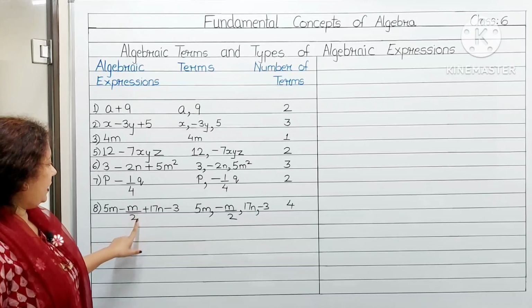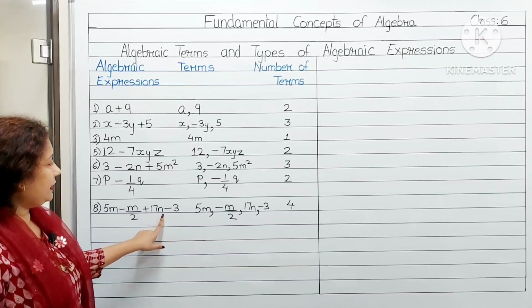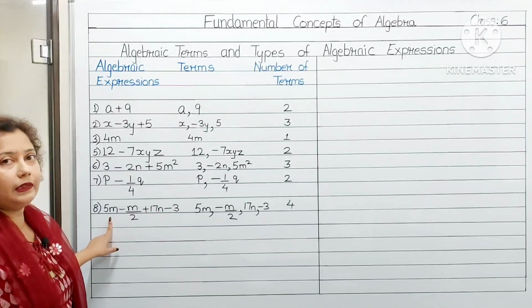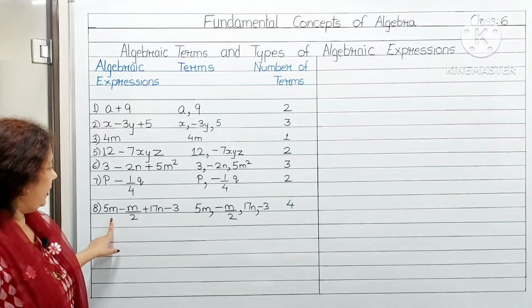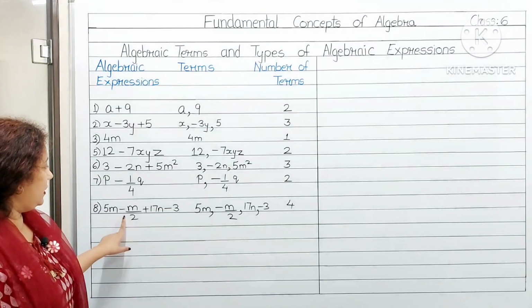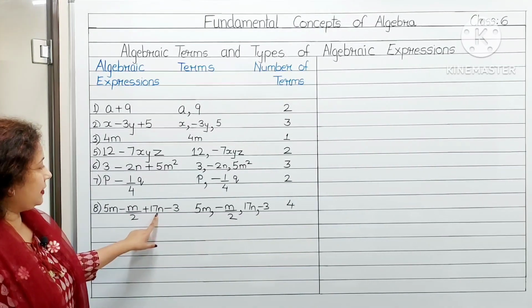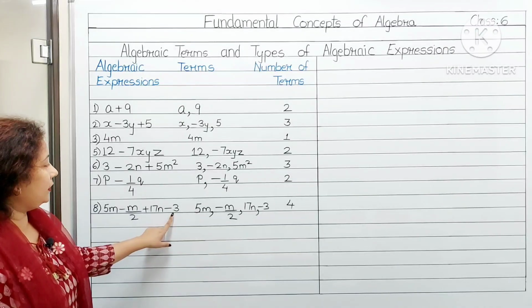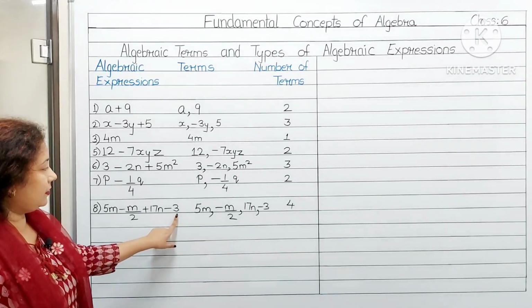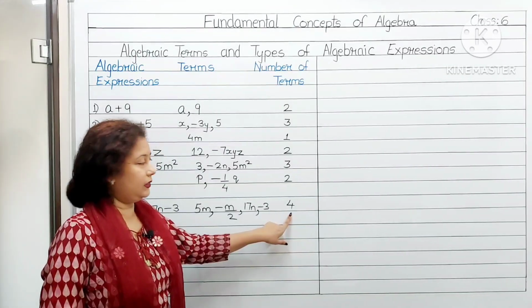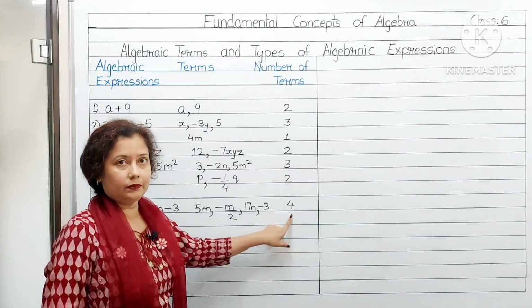5m minus m upon 2 plus 17n minus 3. So the first term here is 5m. Second algebraic term is minus m upon 2. Third term is 17n and the fourth term is minus 3. So total number of terms in this algebraic expression are 4.